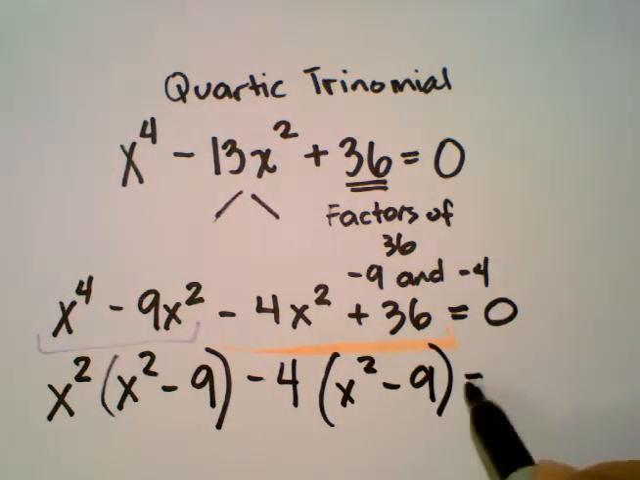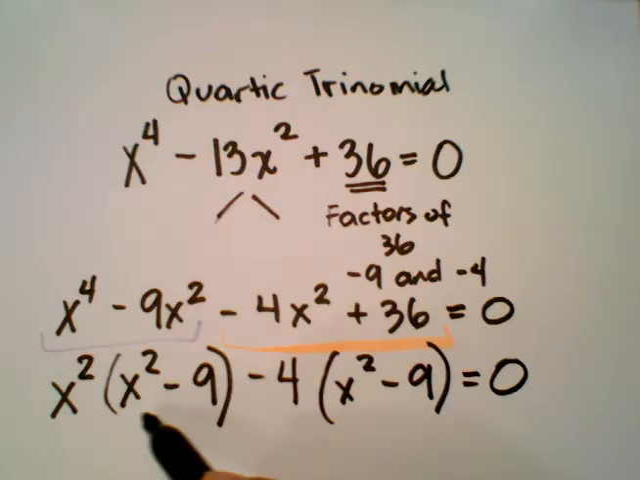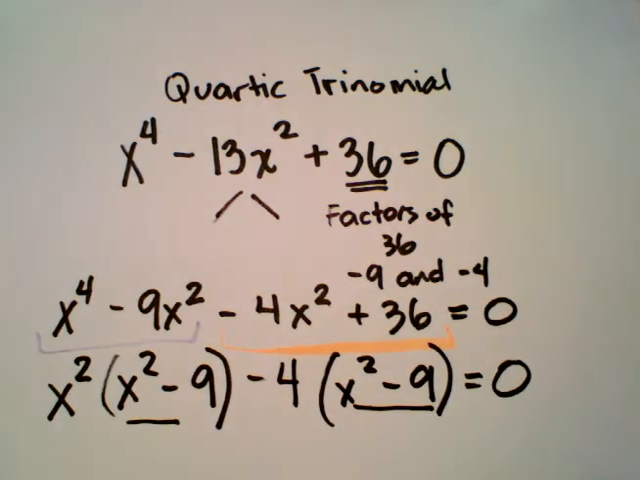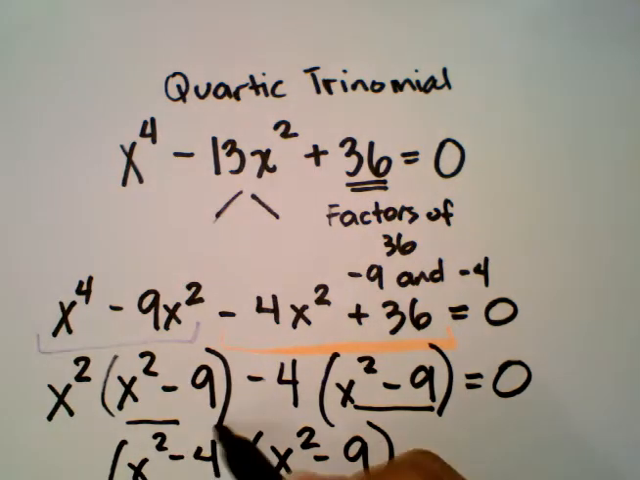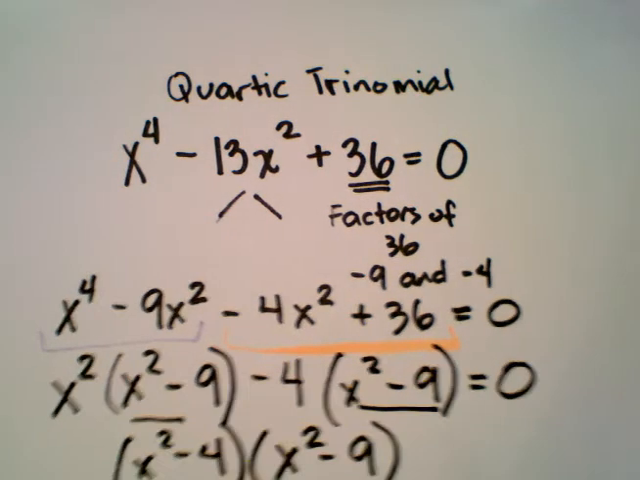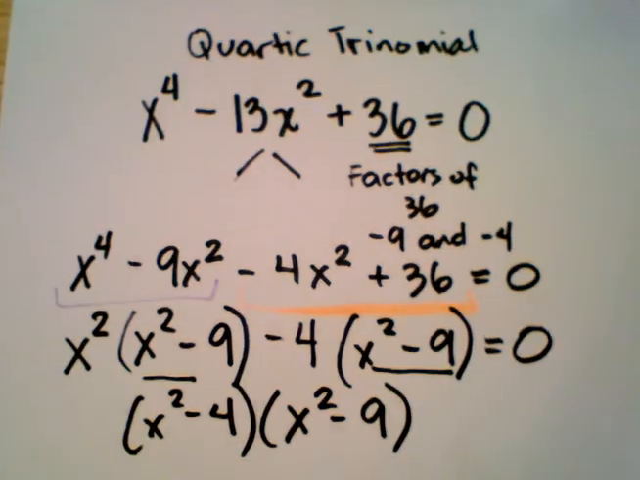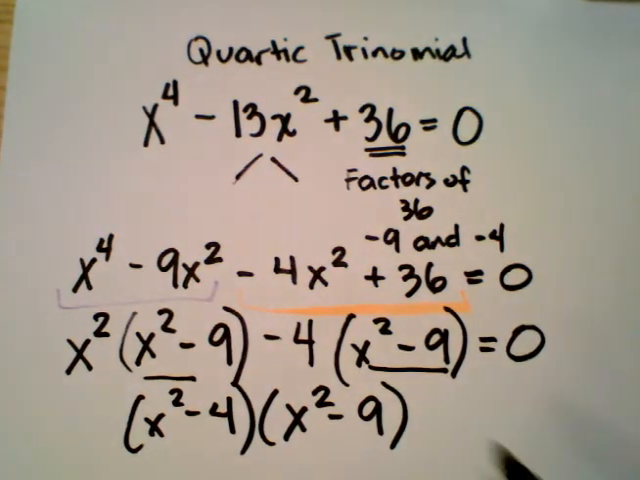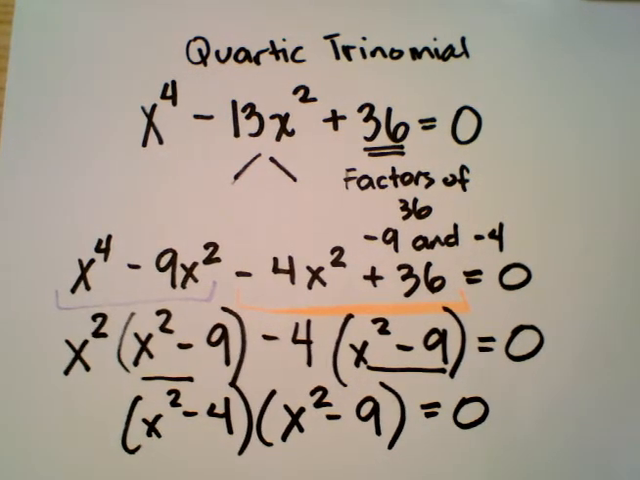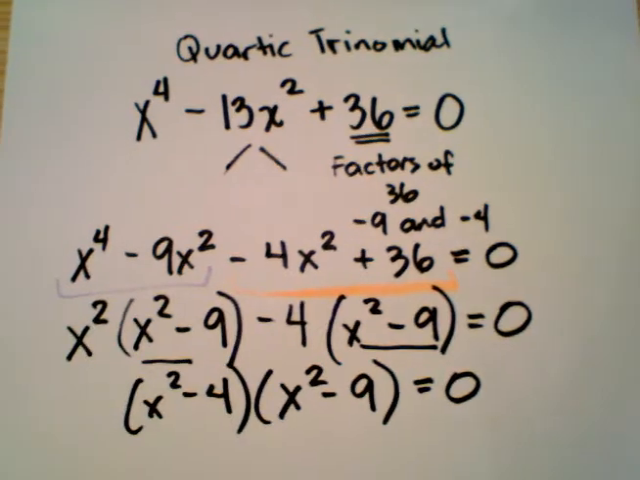You know where this is going, because once we have something in common, we'll factor it out and then figure out what is left, which is x squared minus 4. So this is what we have so far: x squared minus 4 times x squared minus 9, and that's equal to 0. Now I will factor that a little bit more.